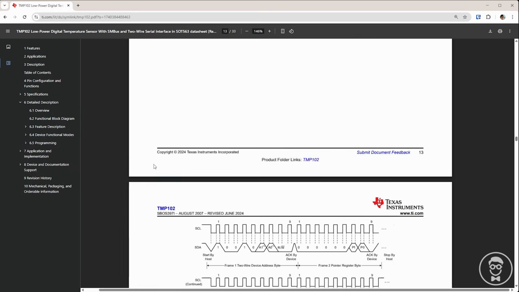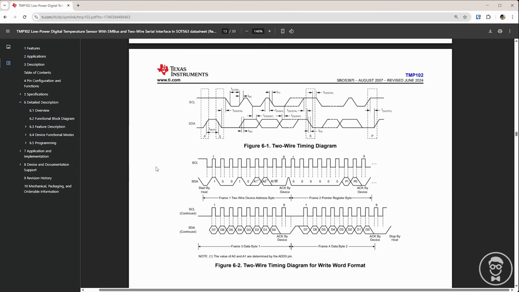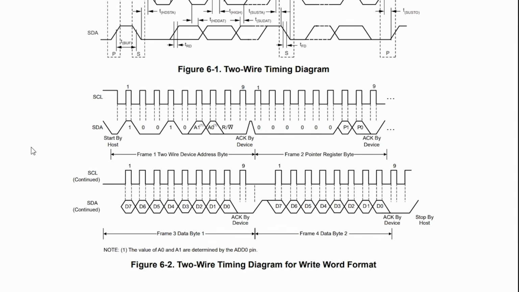Scroll back up to figure 6.2. Here you can see how we should construct our message to write to a register. You first write the device address on the bus, which is hex 48. Note that this is a 7-bit address, as the final bit is reserved for telling the device that we want to write to it with the next byte. The receiver, the device in this case, acknowledges the byte by pulling the SDA line low after our microcontroller releases it. Once we see that, we can then send it the address of the register we want to talk to.